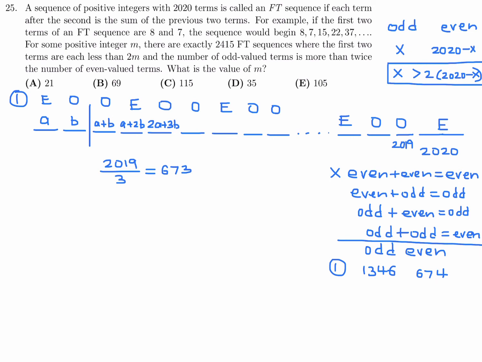Okay, so now we have to go back and see if that inequality is satisfied. 1346, is it greater than 2 times 674? That would mean 1346 has to be greater than 674 times 2, which is 1348. And that is not true. So that is no good. So scenario number 1, no good. We can't have a sequence that begins like that.